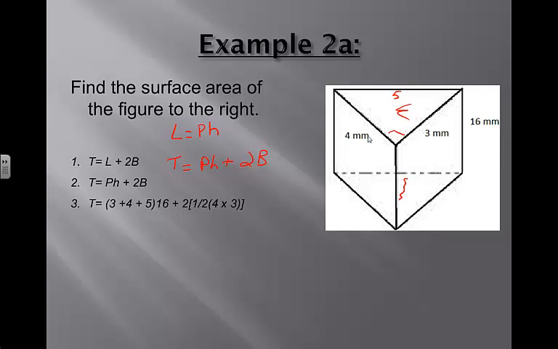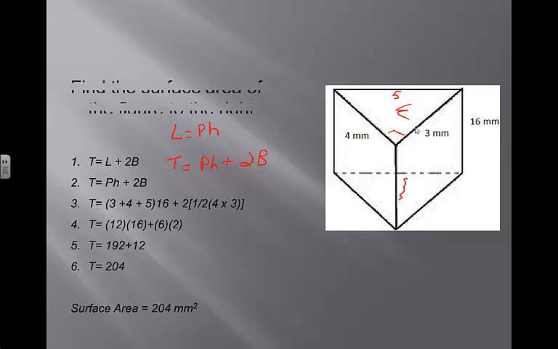The area of the base would be 1/2 of 4 times 3, because a triangle is 1/2 base times height. So 1/2 of 4 times 3 is 6. So we have 12 times 16 plus 6 times 2, which would be 192 plus 12, so the total surface area is 204. Hopefully you understand that. Those are just the two different ways we're going to go over this.